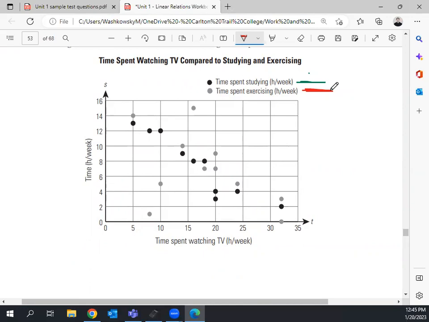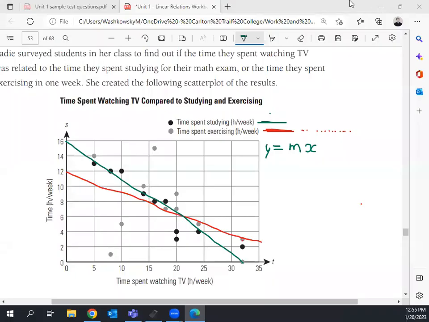And if you don't have two colors, you could just do a dashed line for one of them. That would work too. So I'll give you a few minutes, draw two lines of best fit. Once you've done your lines of best fit, you need to then find your equation.